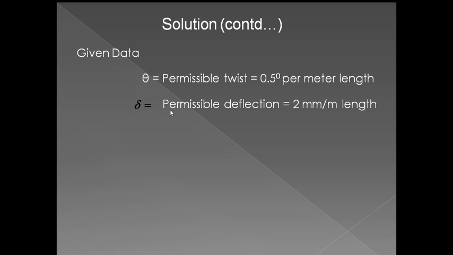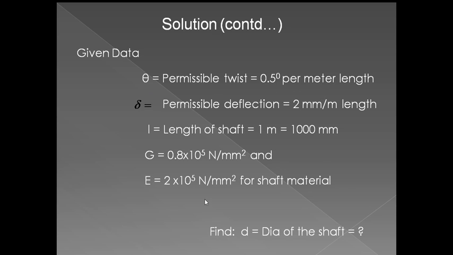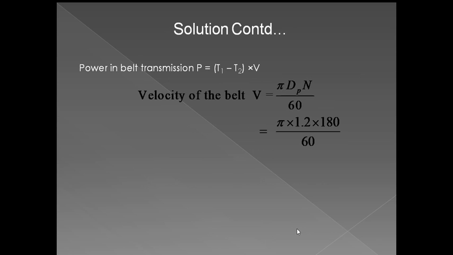So delta, the permissible deflection, is 2 mm per meter length, and the length of the shaft is 1 meter, that is 1000 mm. G equals 0.8 into 10 to the power of 5. E value is 2 into 10 to the power of 5 Newton per mm square for the shaft material. Theta is also given, that is 0.5 degree per meter length. So here we are going to find the diameter of the shaft based on both lateral and torsional rigidity.